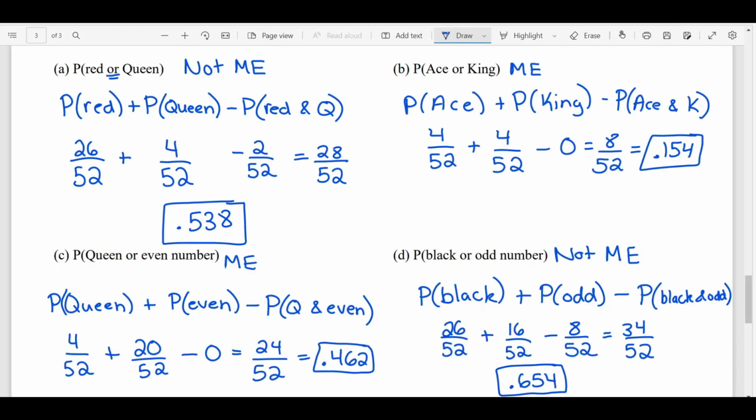Okay, here are your answers for B, C, and D. For B, they were mutually exclusive. You cannot have an ace and a king. So you just added up the probability of picking an ace and picking a king. Okay, or picking an ace or picking a king. Add them together.